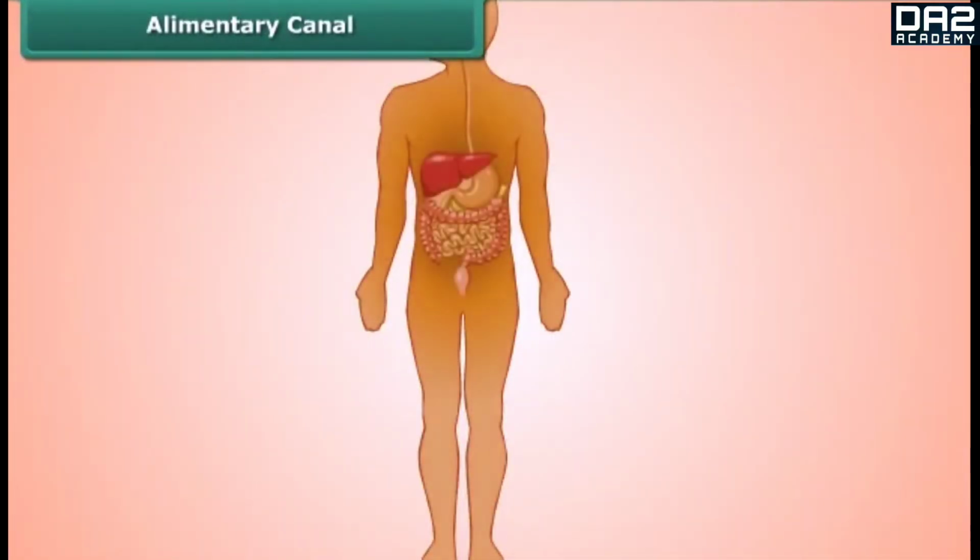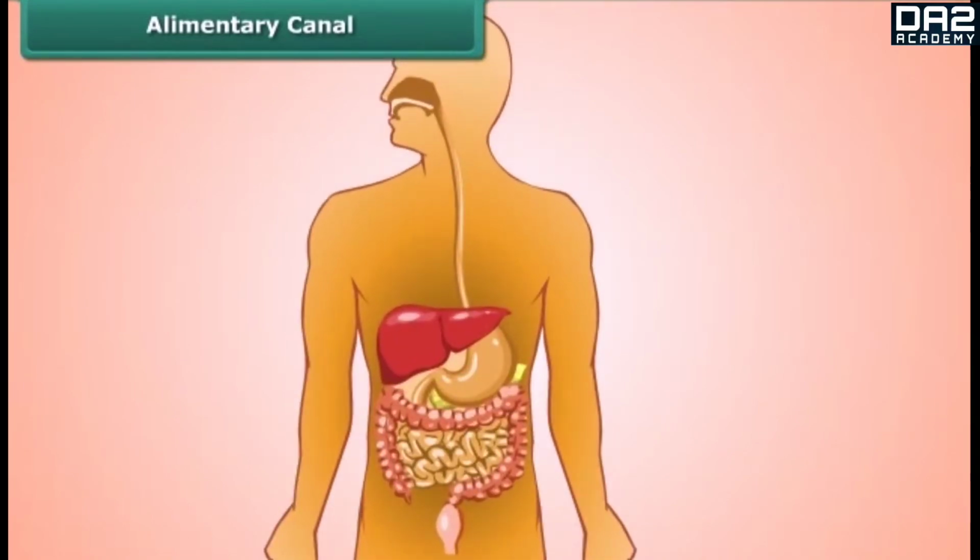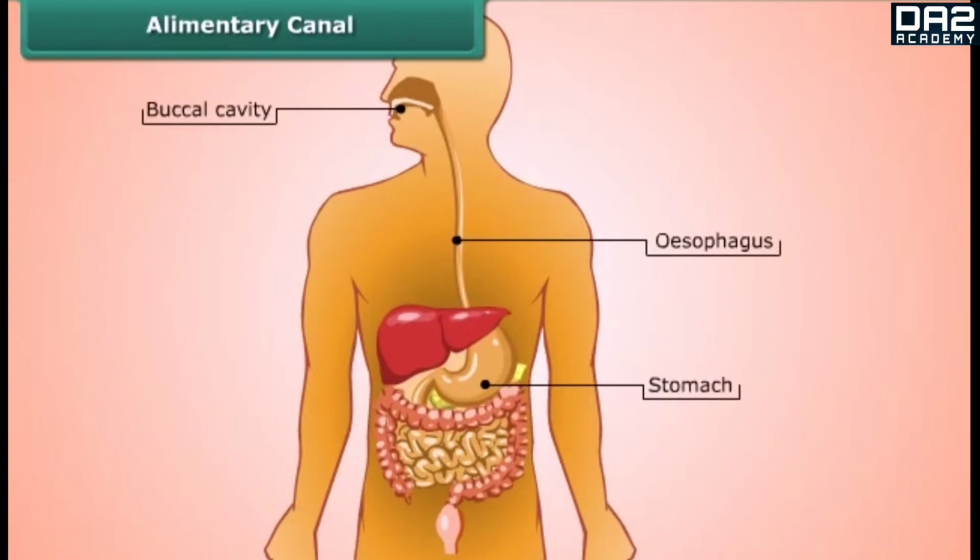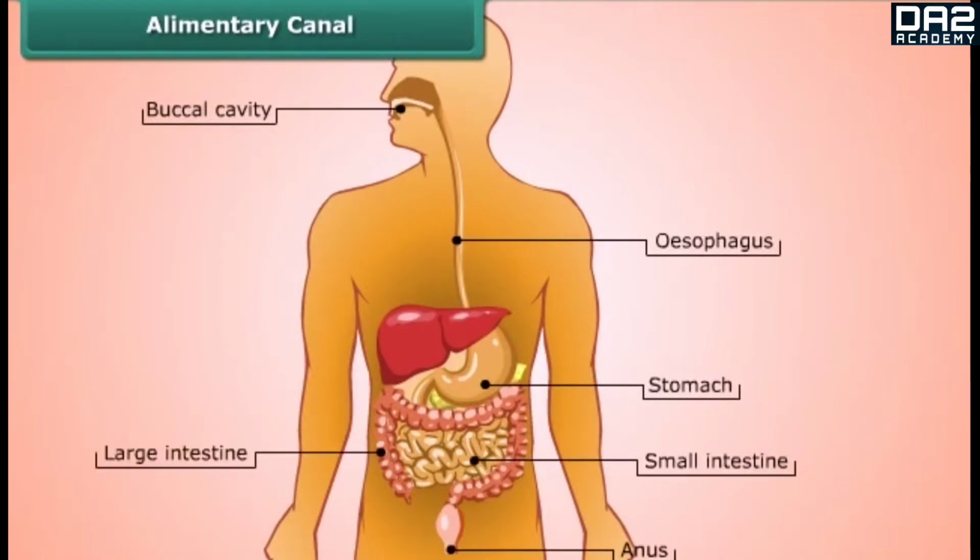You will be surprised to know that the food inside our body passes through an alimentary canal or simply the digestive tract. It consists of the buccal cavity, food pipe or esophagus, stomach, small intestine, large intestine, and the anus. Now let us know what happens to the food in the different parts of the digestive tract.